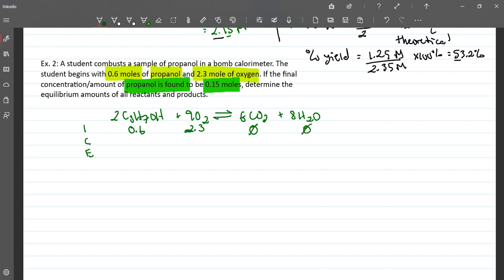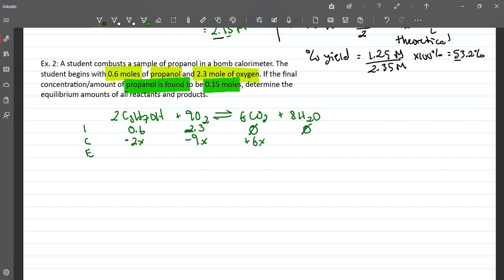Now these mole values will change. Our reactants will decrease, so we write negative. Our reactants will decrease by a certain x value, related to the coefficients in the balanced equation, so it'll decrease by minus 2x. Oxygen will decrease by minus 9x because it is being consumed. We write negative here. Our products will increase in mole amounts, in this case by 6x.